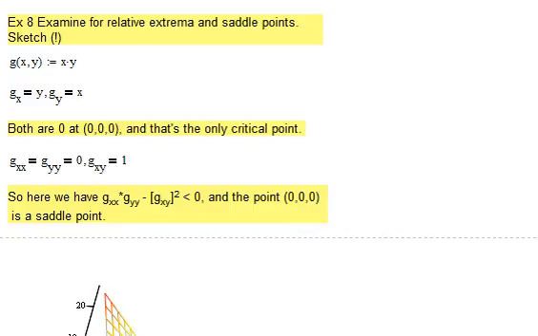Well, would you like to see another example of finding relative extrema and saddle points? Certainly. Well, I'm glad to hear that. So here's our function. g of x, y is just x times y.